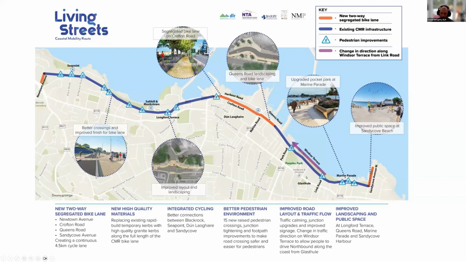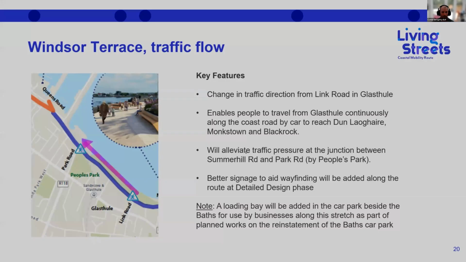Just in relation to this arrow, it's proposed as part of this scheme to reverse the one-way on Windsor Terrace. This recommendation came on foot of the Living Streets Dún Laoghaire traffic management works that were done. So we had carried out a fairly significant traffic modelling exercise in the town, and one of the recommendations was the reversal of the one-way in Windsor Terrace. I'll talk a little bit more about that in a minute. But the reason it's included in this project is that it does impact the design of the Park Road Junction and the Link Road Junction. So it has to be included in this to show how it would be incorporated into the Living Streets project.